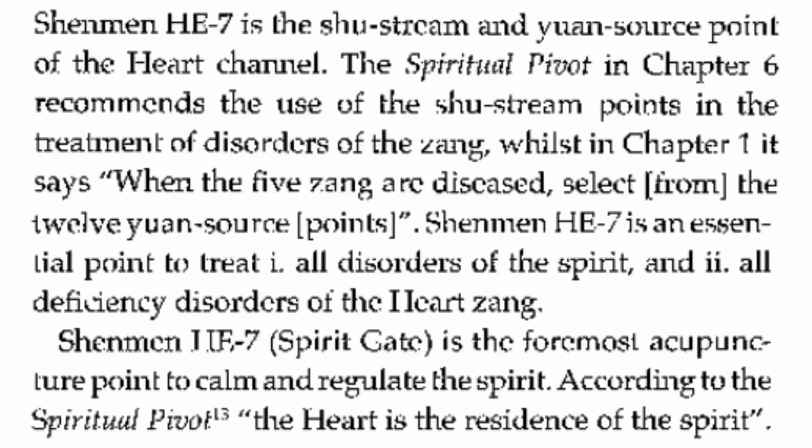The Spiritual Pivot in chapter 6 recommends the use of shu-stream points in the treatment of disorders of the zang, while in chapter 1 it says, when the five zang are diseased, select from the 12 Yuan-source points. Heart 7 is an essential point to treat all disorders of the spirit and all deficiency disorders of the heart zang. Heart 7 is the foremost acupuncture point to calm and regulate the spirit.